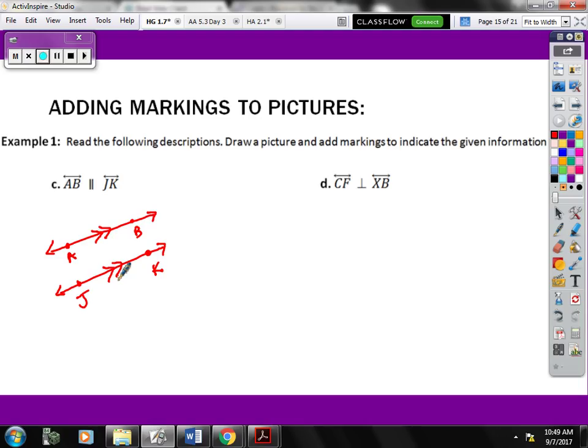Okay? Perpendicular. Remember, this symbol only means perpendicular. It does not mean it's a perpendicular bisector, just 90 degrees. So we draw two lines that intersect to form right angles. Doesn't matter which one you label with which. I'm going to put CF going horizontally and XB going vertically, but that again doesn't matter. And the marking would be just a right angle box. And if you'd like to put all 4 right angles, go for it, but you only need one.